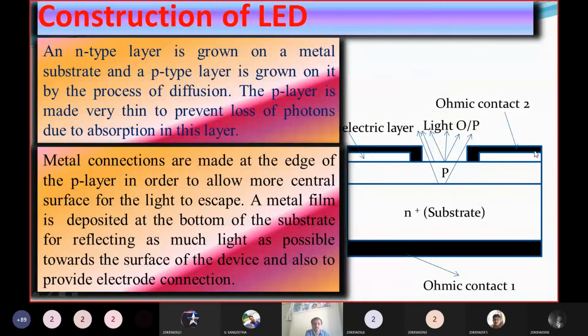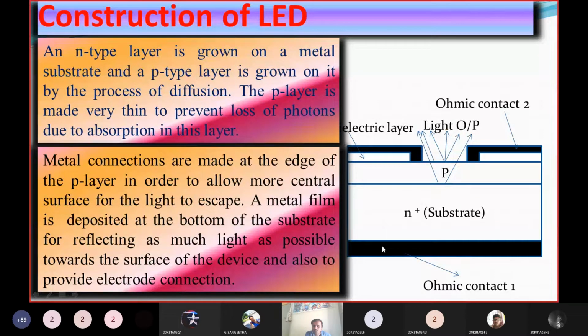Okay. And next, a metal film is deposited at the bottom of the substrate for reflecting as much light as possible towards the surface of the device, and it also provides the electrode connection. Similarly in the case of the N region also, one ohmic contact, one metal film is deposited.